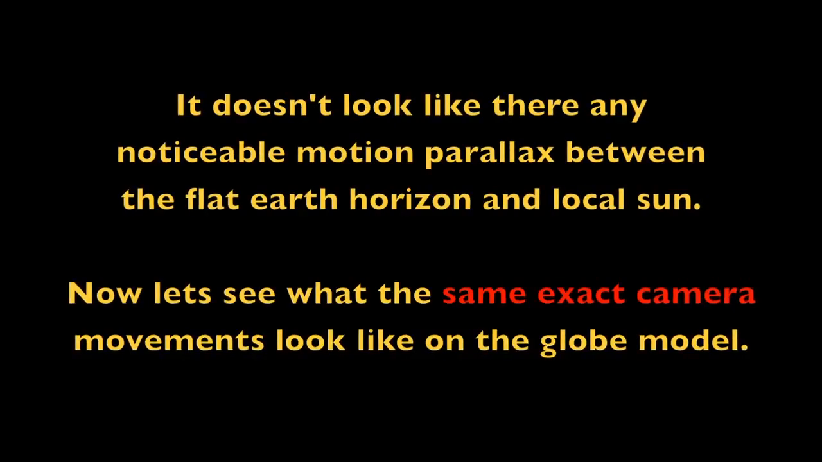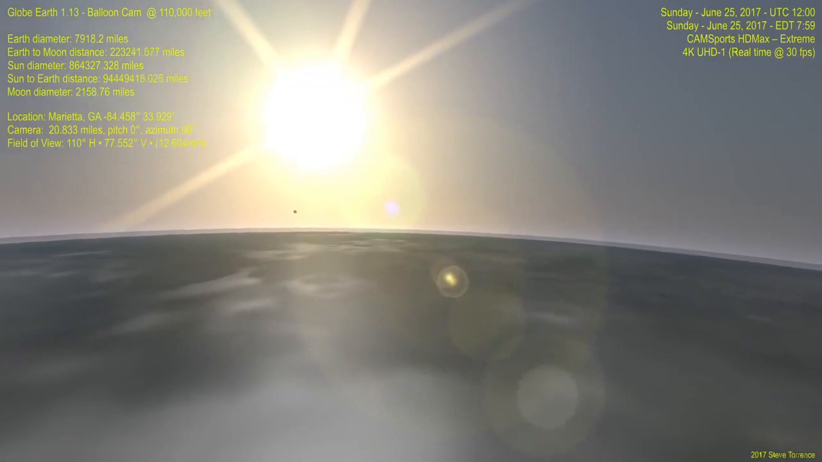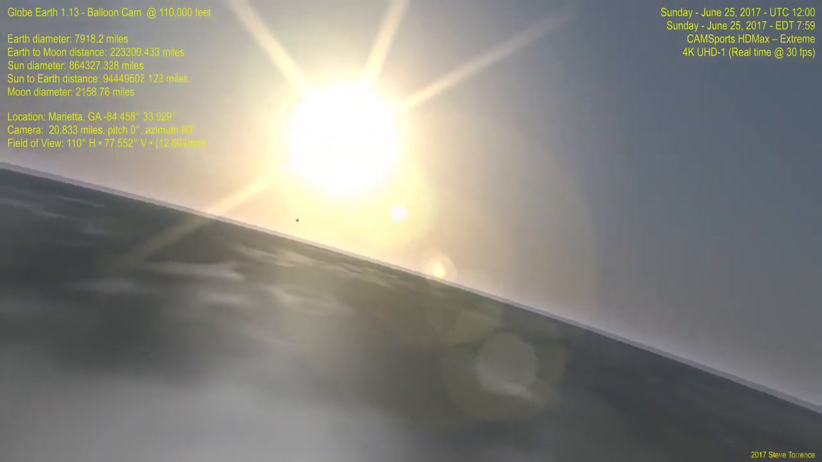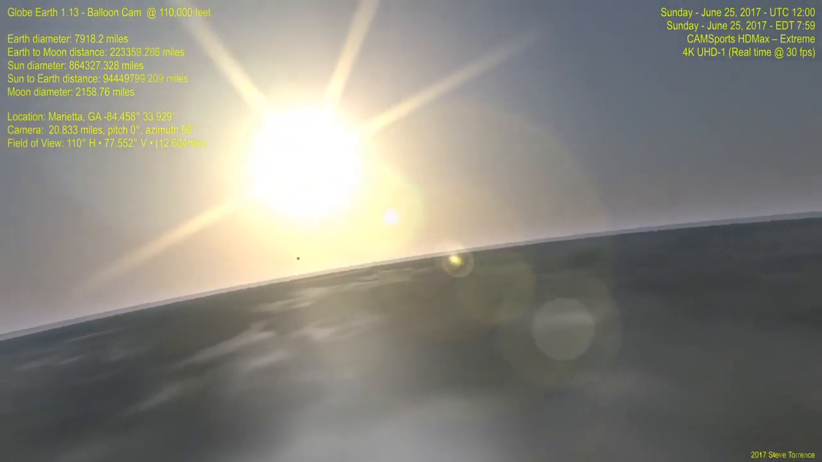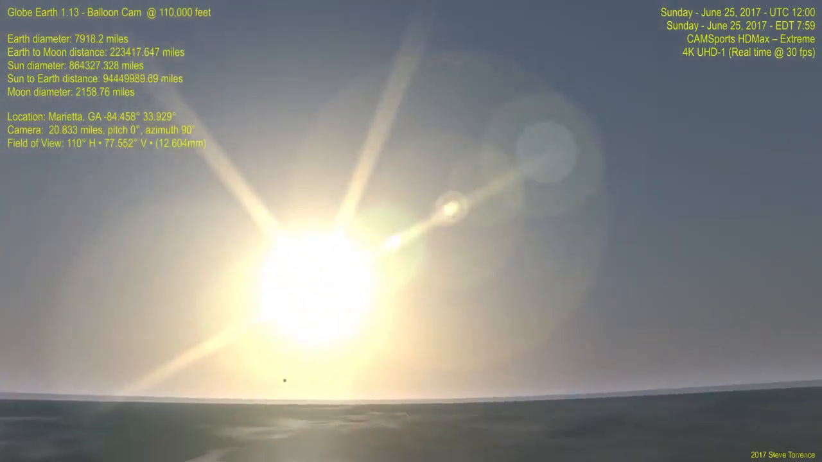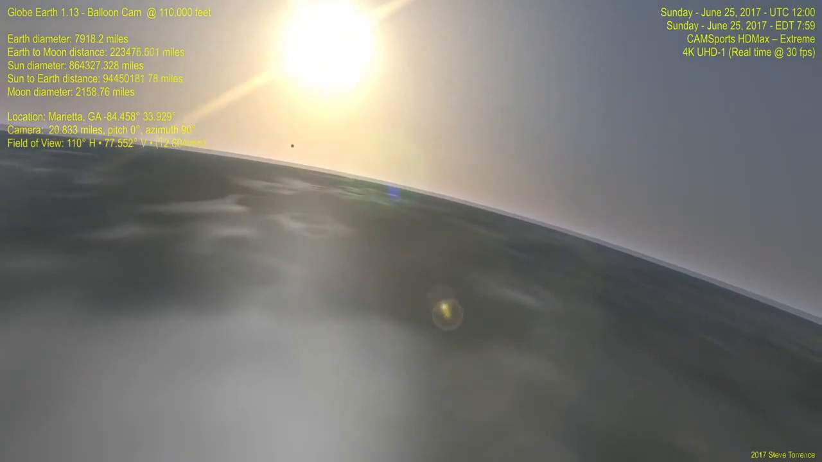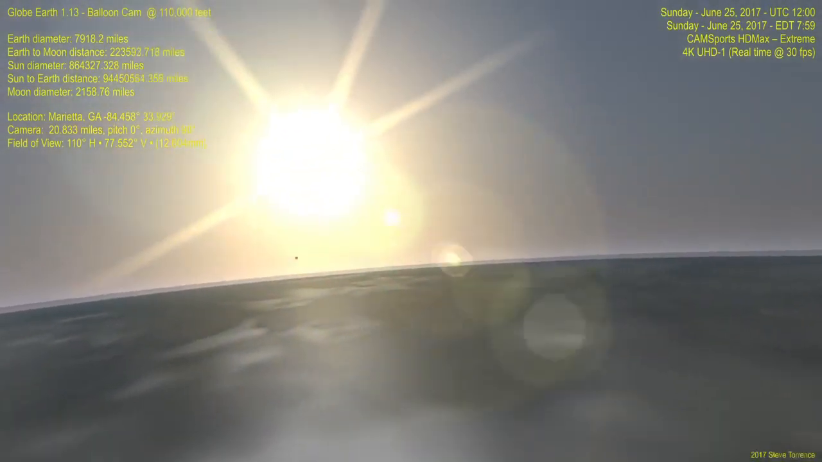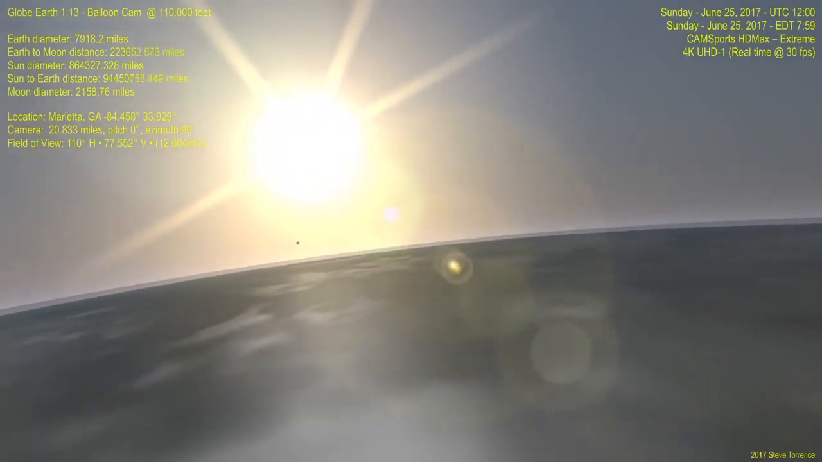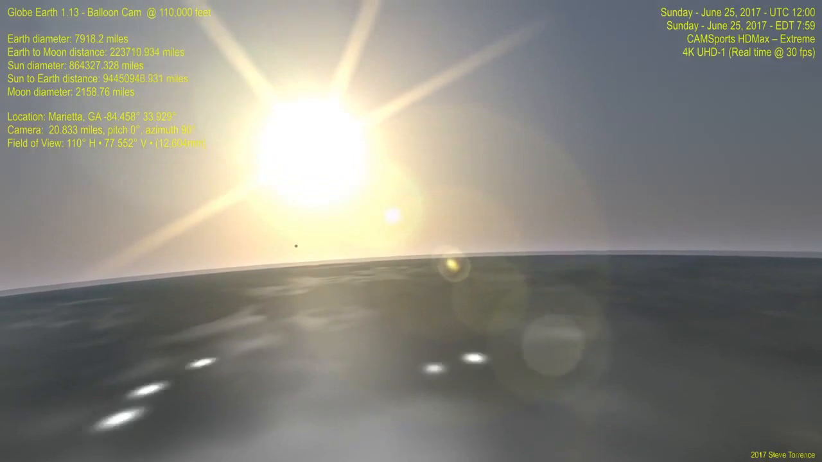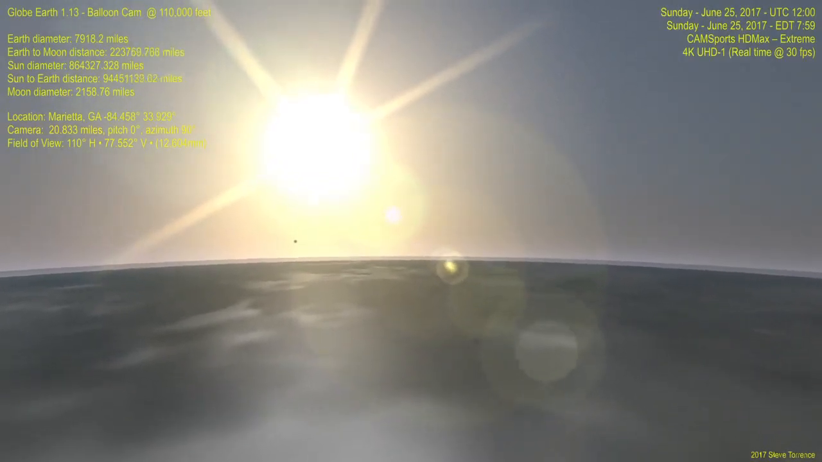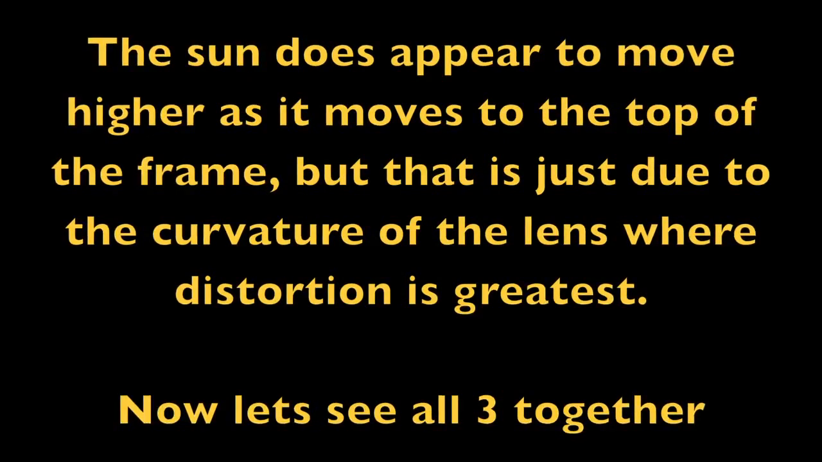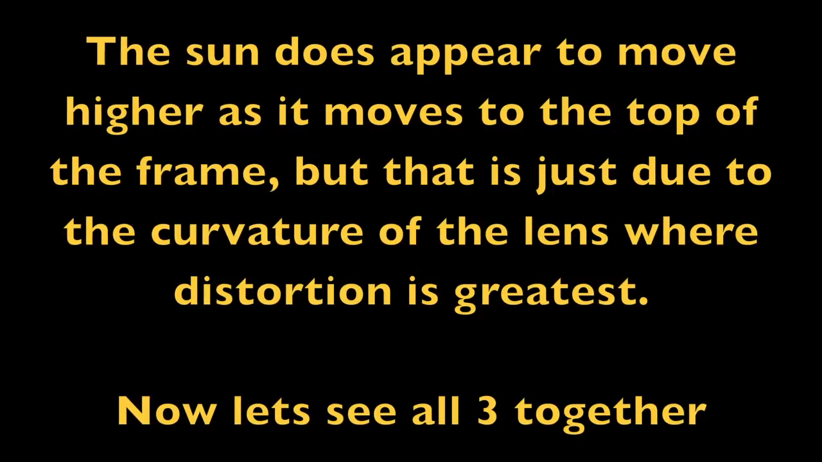Now let's see what the same exact camera movements look like on the globe Earth model. The sun does appear to move higher in relation to the horizon as it moves up to the top of the frame, but I think that is just due to the curvature of the lens where distortion will be the greatest. Now let's see all three together.